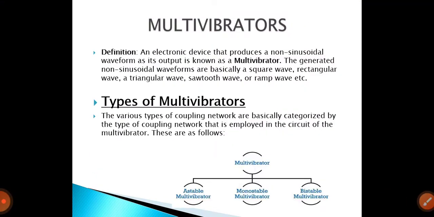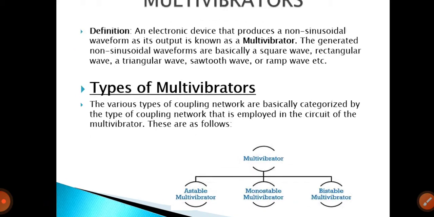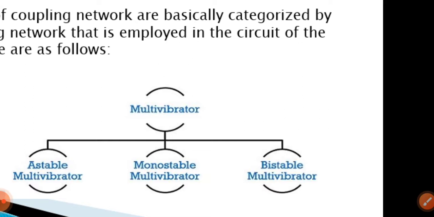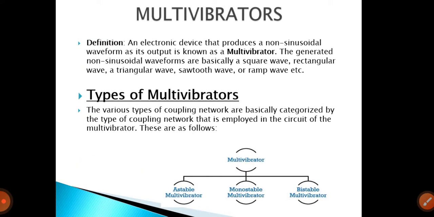There are three types of multivibrators. They are basically categorized by the type of coupling network that is employed in the circuit of the multivibrator. These are the three multivibrators: one is astable, monostable, and bistable multivibrators.